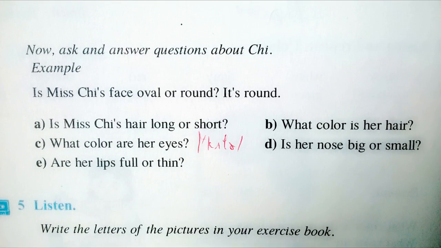Now, ask and answer questions about Chi. Example: Is Miss Chi's face oval or round? It's round. A. Is Miss Chi's hair long or short? B. What color is her hair? C. What color are her eyes? D. Is her nose big or small? E. Are her lips full or thin?